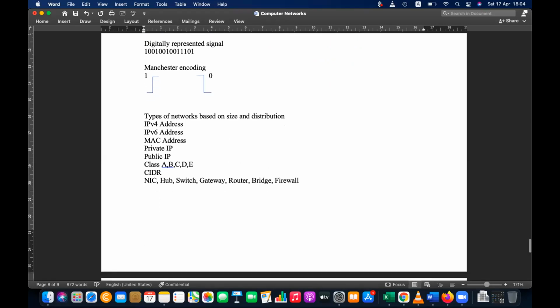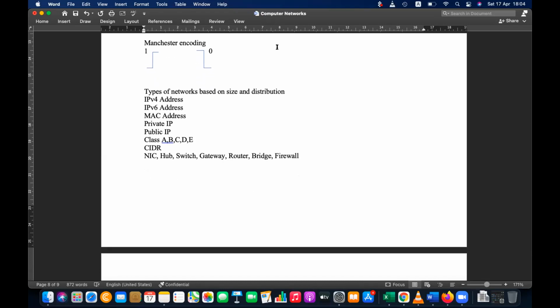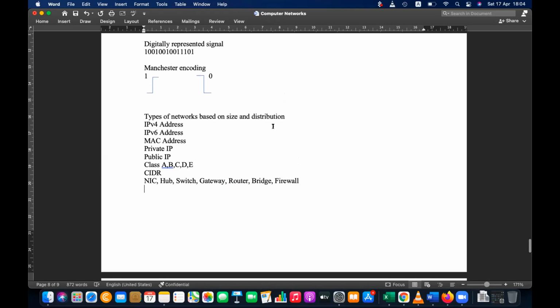Okay, so we have discussed these concepts. Hopefully you went through the video, and I think these concepts are okay now. Do you need a quick revision on this, or are we okay? Only about NIC, hub, and switch, not about the router, gateway, bridge, and firewall, and not about the IP address. Only about the others, okay.